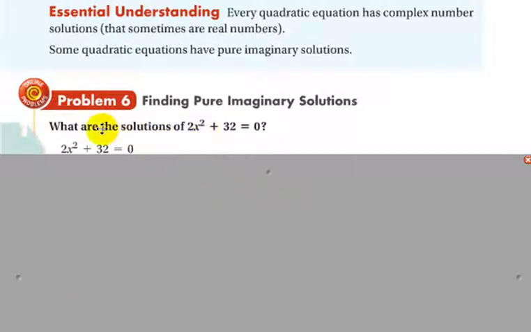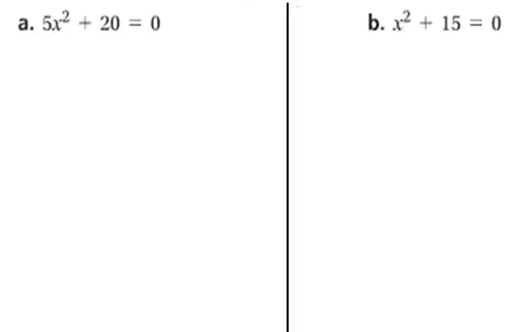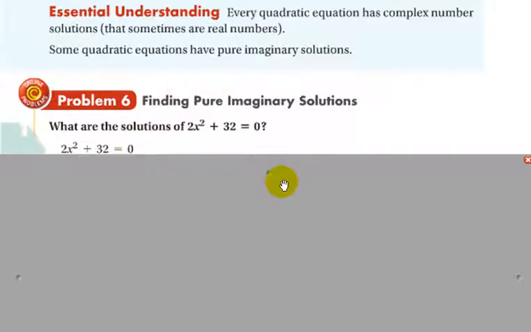It says, what are the solutions of 2x squared plus 32 equals 0? Well, our first step is to try to isolate x, correct? So we're going to subtract 32 from each side.